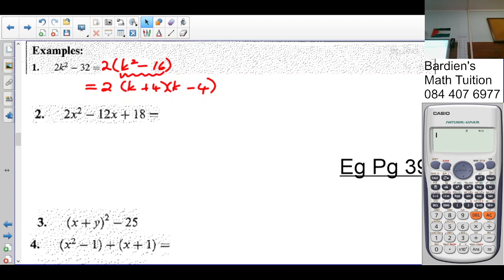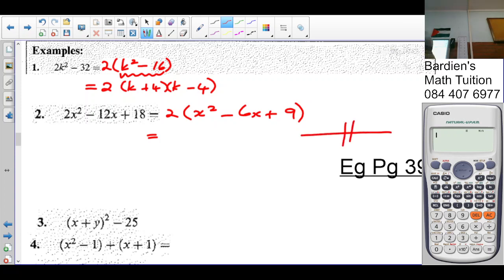Okay, so what is going to be done first? Common factor of 2. Take out 2 as a common factor, what are we left with? X squared minus 6x plus 9. So what do we do now? Product line. Okay, so you guys don't pick up the perfect square trinomial, but it's fine. What goes on the line? 1 and 1? 1 and 9?